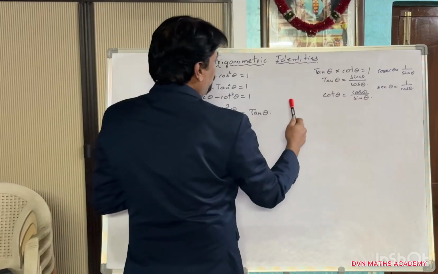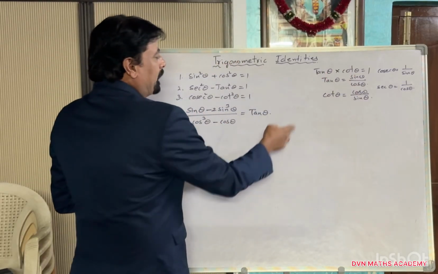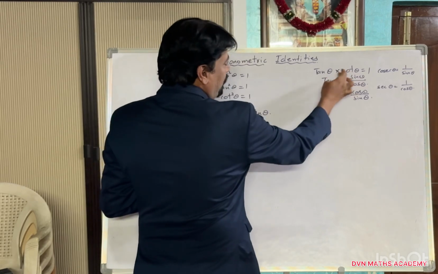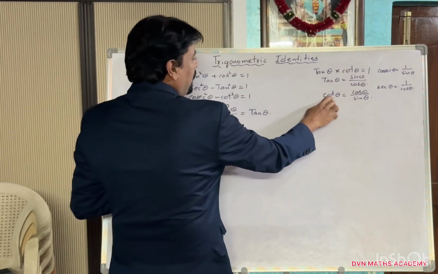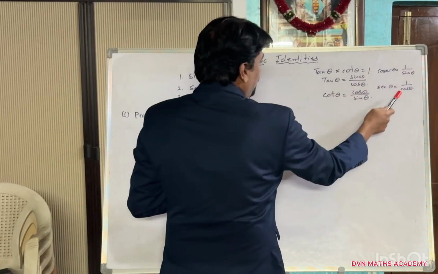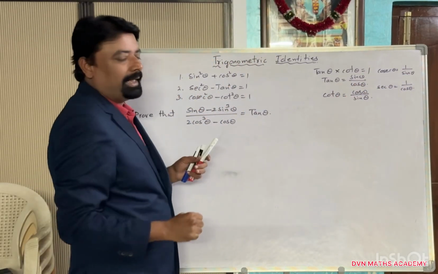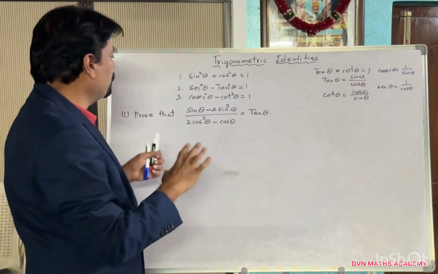Tan and cot are reciprocals. If you multiply tan theta and cot theta, it will be 1. And tan we can write as sin theta by cos theta. Cot also we can write as cos theta by sin theta. And cosec is the reciprocal of sin and sec is the reciprocal of cos. So by using all these trigonometric identities, we require to prove some questions.